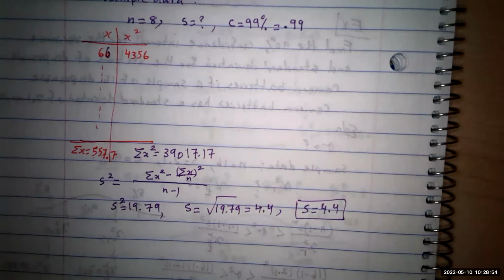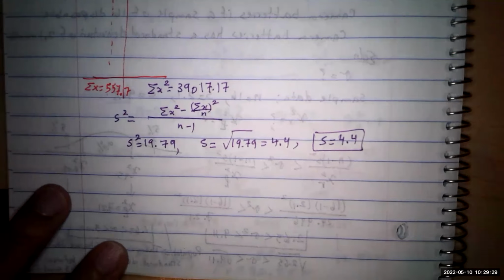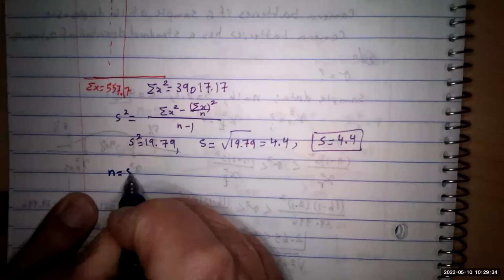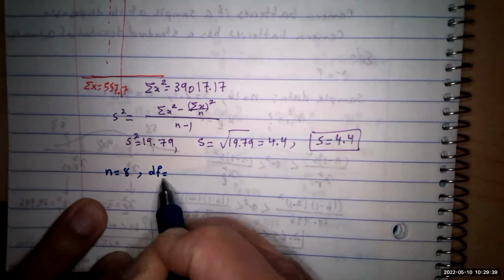Okay, any questions? So now we are ready. It's a confidence interval for the standard deviation, so we have to find the chi-square to the right and the chi-square to the left. Okay, so the sample size is 8. You have to find the degrees of freedom. So this is how we're going to start. n is equal to 8, so the degree of freedom is going to be 8 minus 1, which is equal to 7.